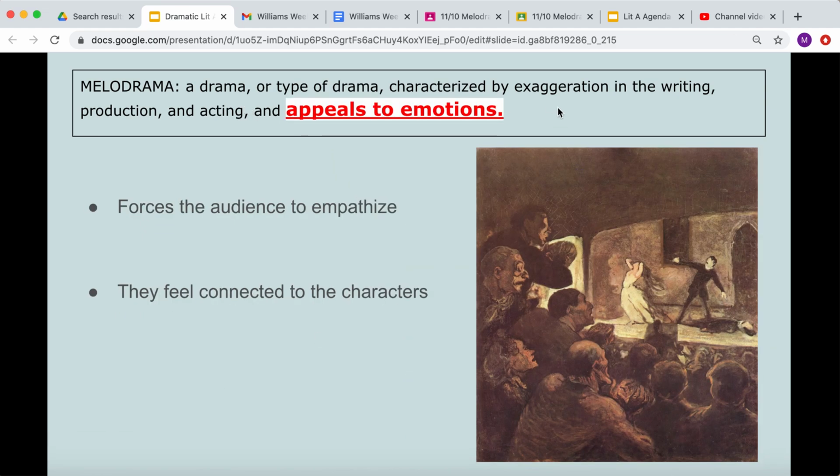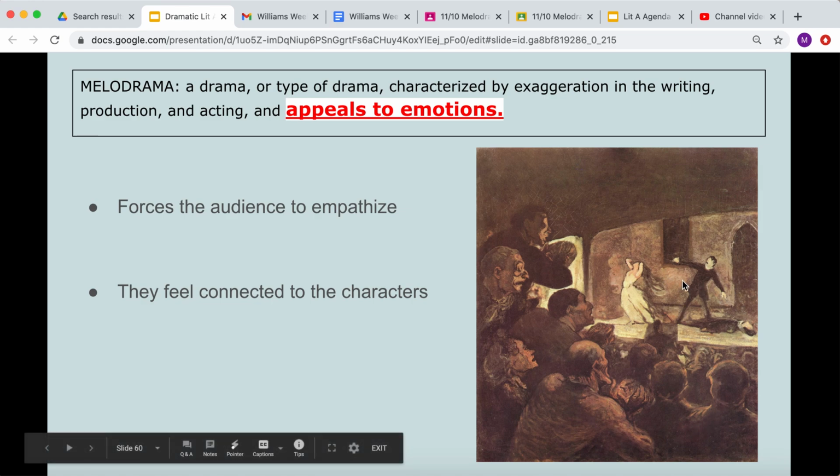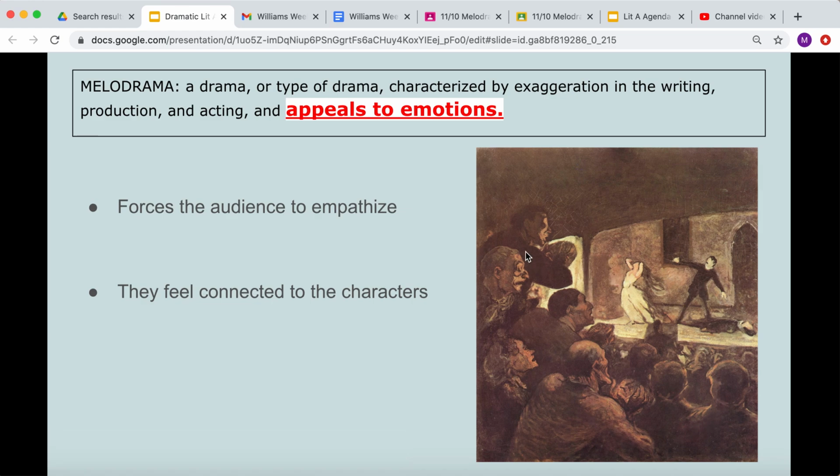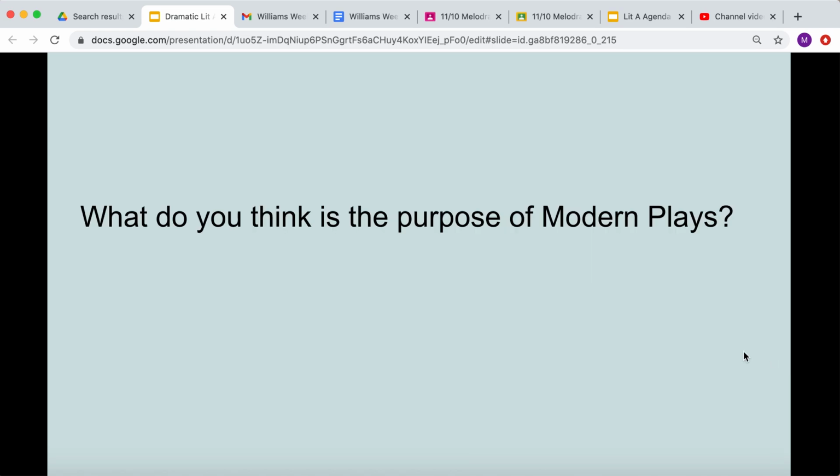So melodramas also appeal to emotions. The reason that there's all of this exaggeration happening is because they want the audience to empathize with the characters that are on the stage. The writing does whatever it can to make the people in the audience feel a connection to these characters. As you can see in this picture, these people are very interested in what's happening on the stage here. And everyone loves to see a story where there's the good versus evil and the good always wins. So that's a big reason why people like these melodrama plays.